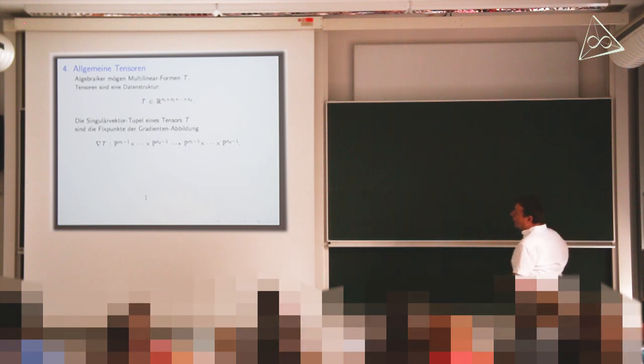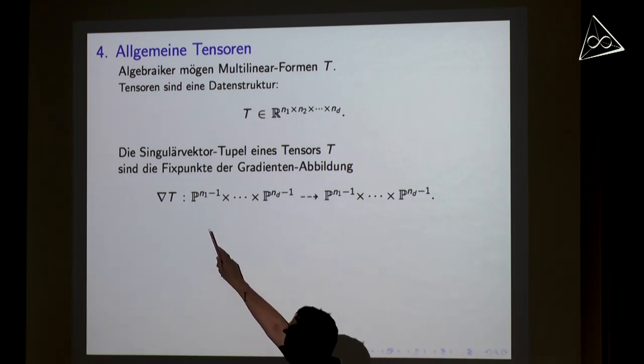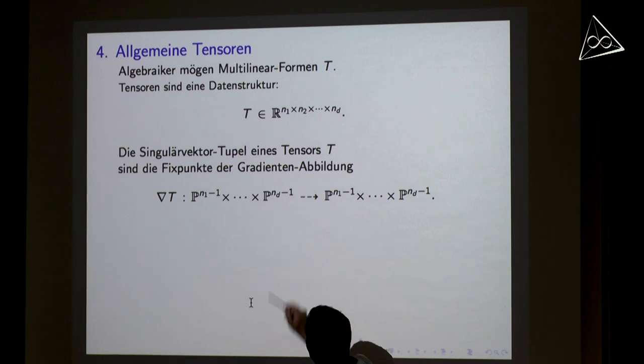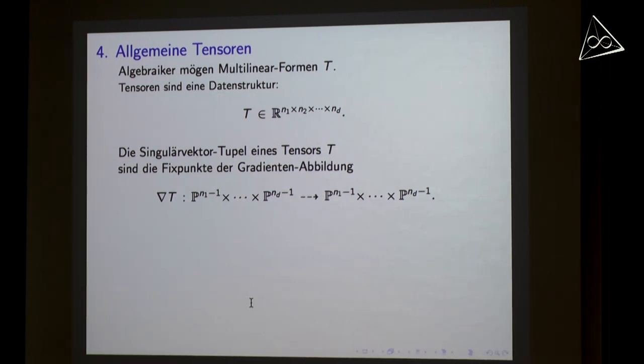So now there are D groups of variables, right? The first group of variables are homogeneous coordinates on the first projective space, the second group of variables, and so on, up to the last group of variables. So if we take the partial derivatives with respect to a variable in the first group, well, we get a multilinear form in the other variables, and so on. So it's quite natural to think about the gradient map as a self-map from this product of projective spaces.